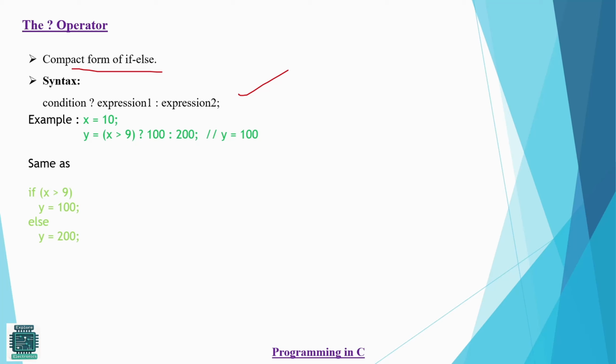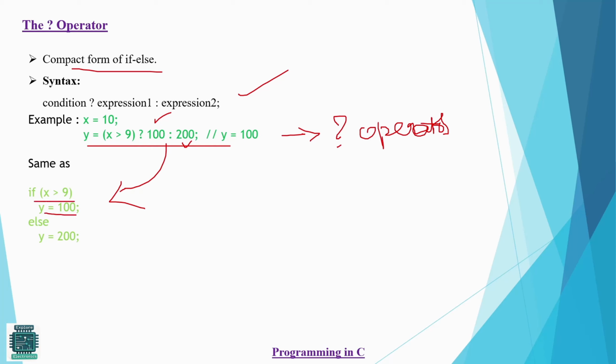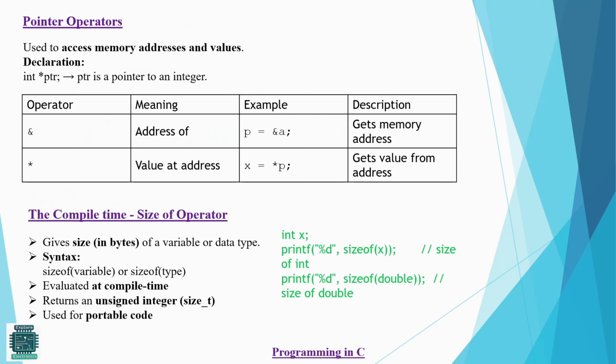X is equal to 10. Here it is this operator. By using this operator, we have written this code. But the same code can be written in the form of if-else statement. That's why we call this operator the compact form of if-else. See, y is equal to x greater than 9, if true, give 100, if not, 200. In the same way, if x is greater than 9, y is equal to 100, else y is equal to 200. That's this operator.